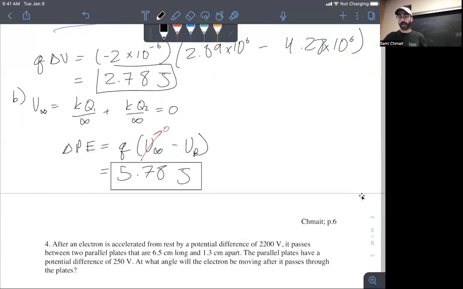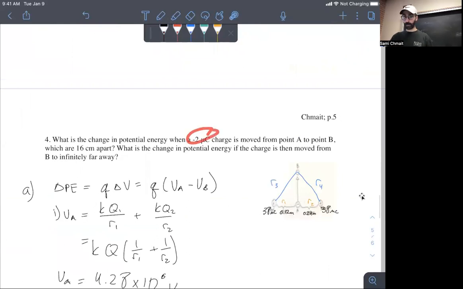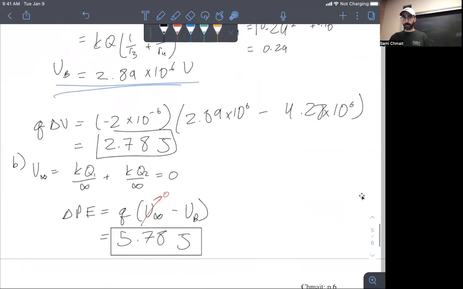Okay, and you're going to plug in the negative for Q there, right? Because it's minus 2 microcoulombs. So yeah, plug in the negative in both cases. All right, so I'll do a quick pause here.